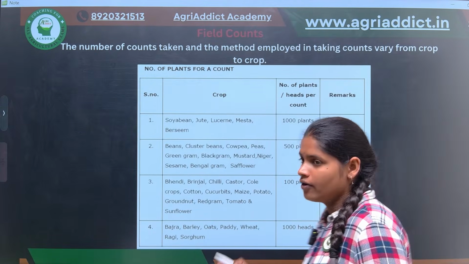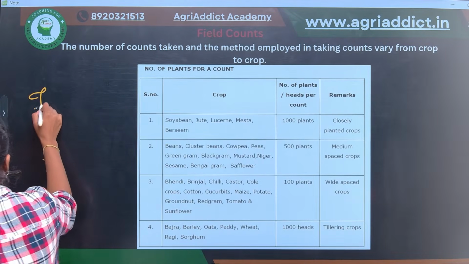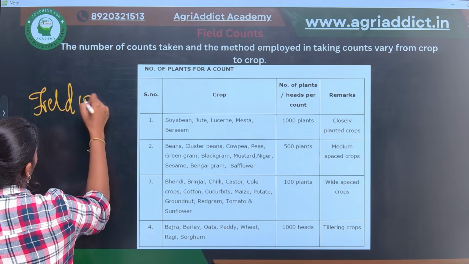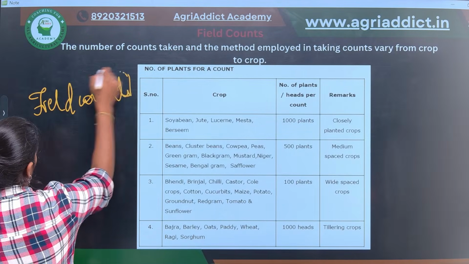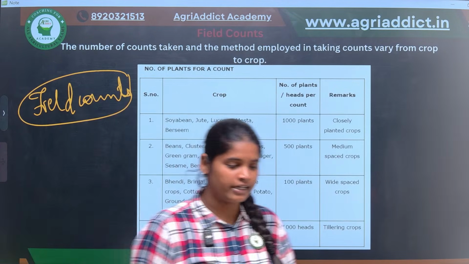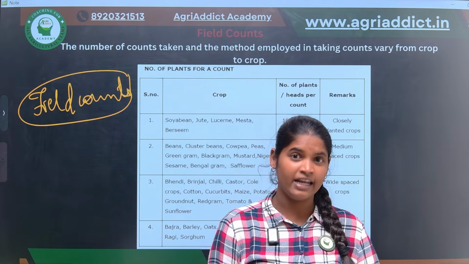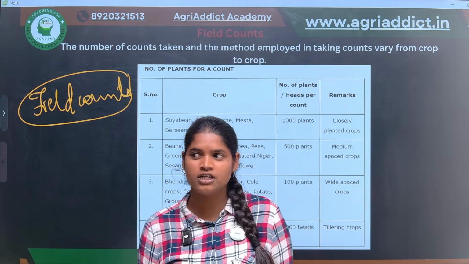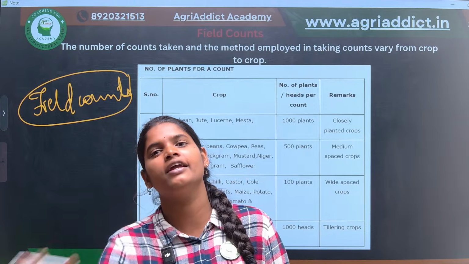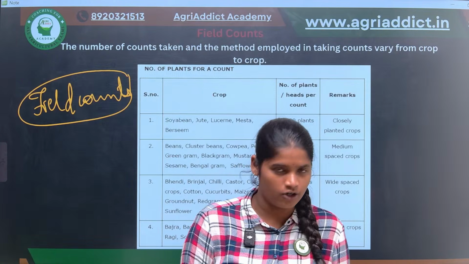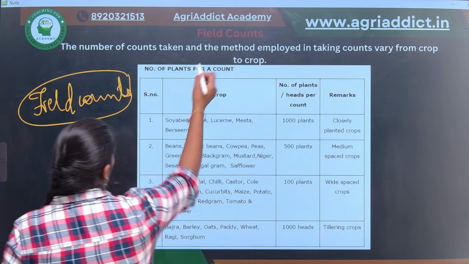And about field count, I have told you will do inspection. How he will exactly do? Is it possible if somebody having a 10 hectares of land? 10 hectares means it is almost 25 acres. Is it possible for inspector to completely go through 25 acres? Not, right? So there comes a concept of field count.